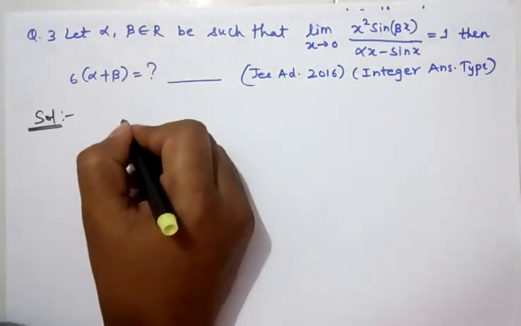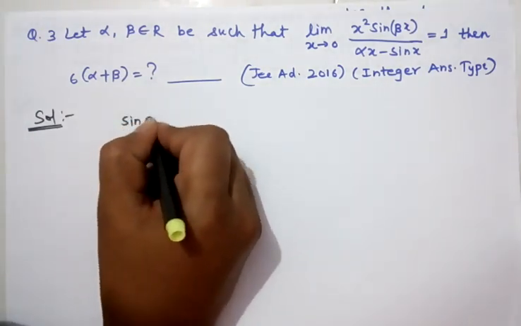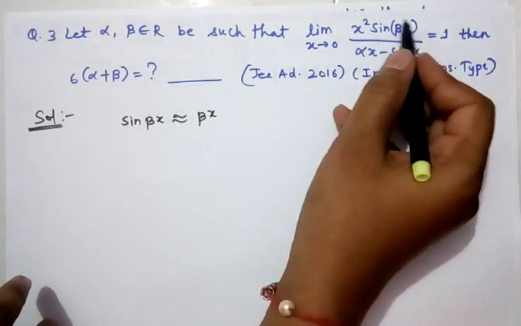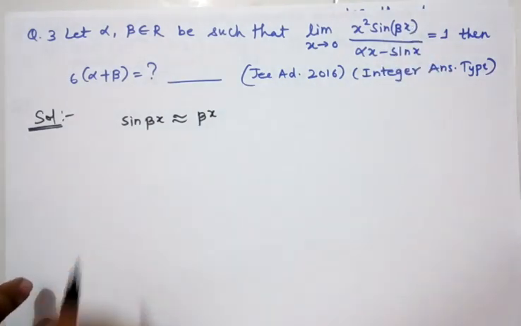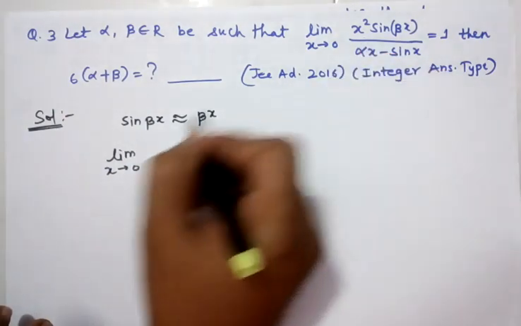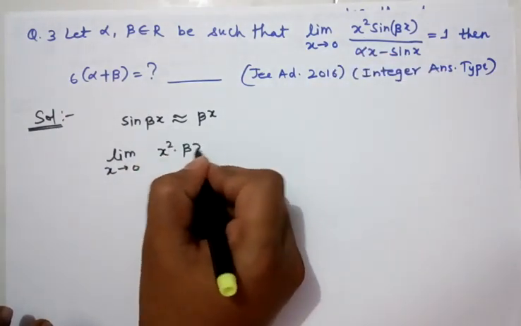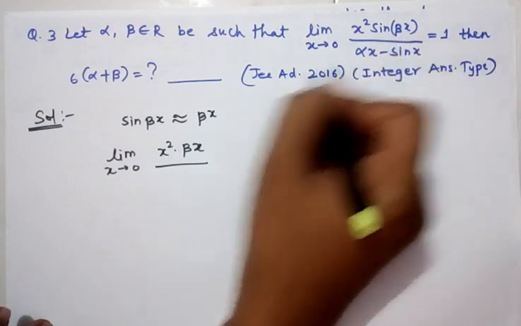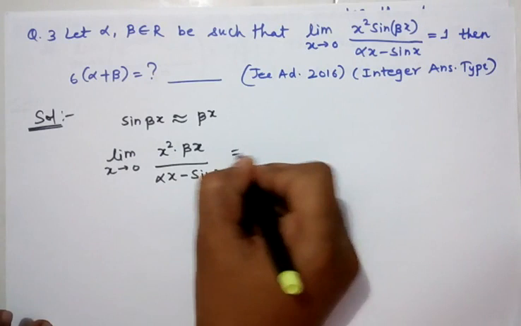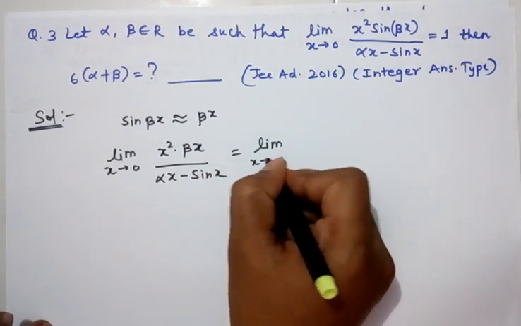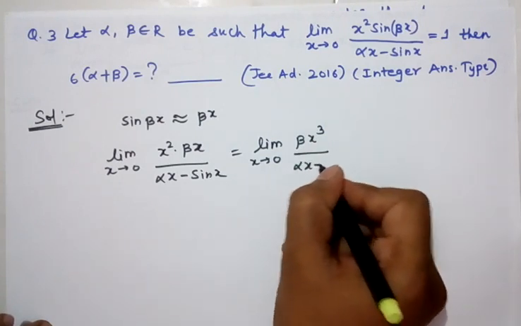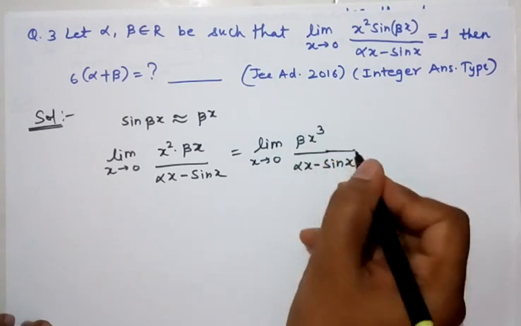So we can use sin beta x is approximately equals to beta x, because x is tending to 0, sin beta x will be approximately equals to beta x. So the limit transforms to limit x tends to 0, x square is x square itself, and this is beta x, sin beta x equals beta x, alpha x minus sin x. So we can write limit x tends to 0, beta x cube divided by alpha x minus sin x.